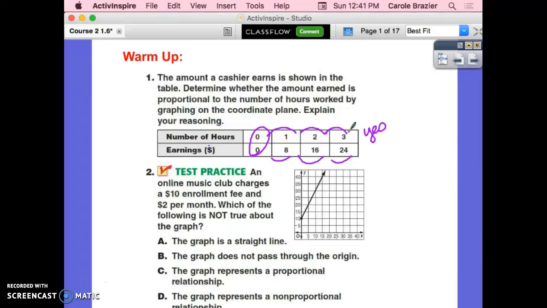Okay, for number 2, it asks which one is not true. So is this graph a straight line? Yes, that is true, so that can't be my answer. The graph does not pass through the origin, so that is also true, so that cannot be my answer. The graph represents a proportional relationship. Well, if it does not pass through the origin, it does not represent a proportional relationship. So this is the one that is false, so C is actually my answer.